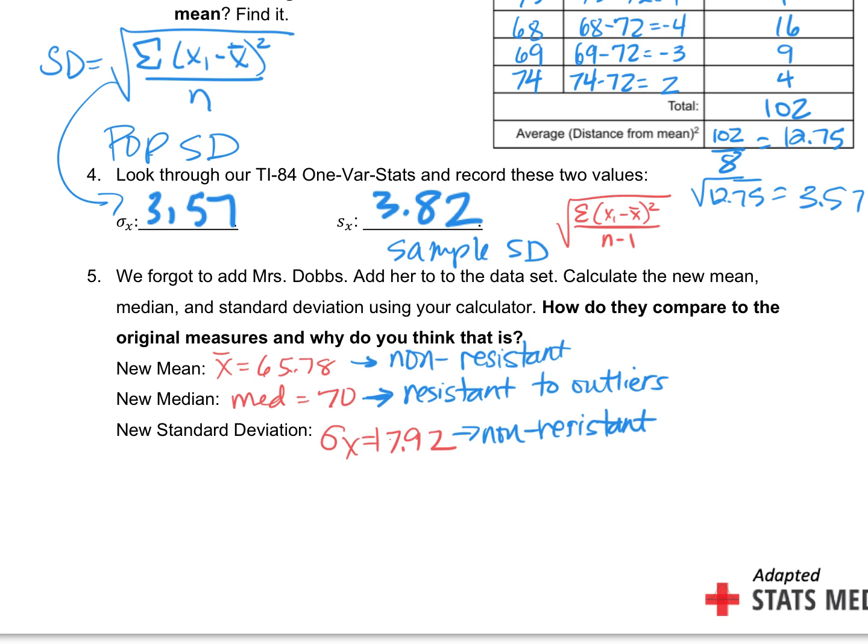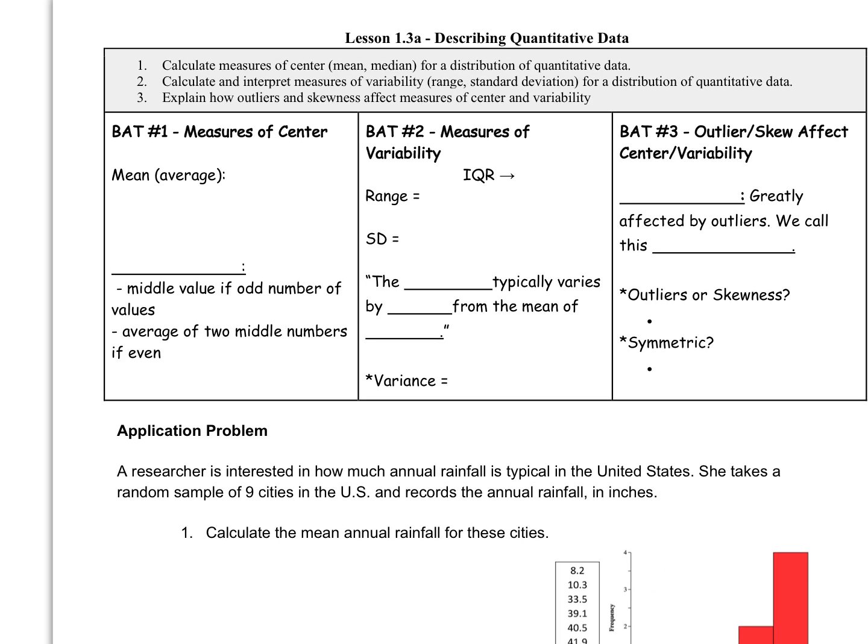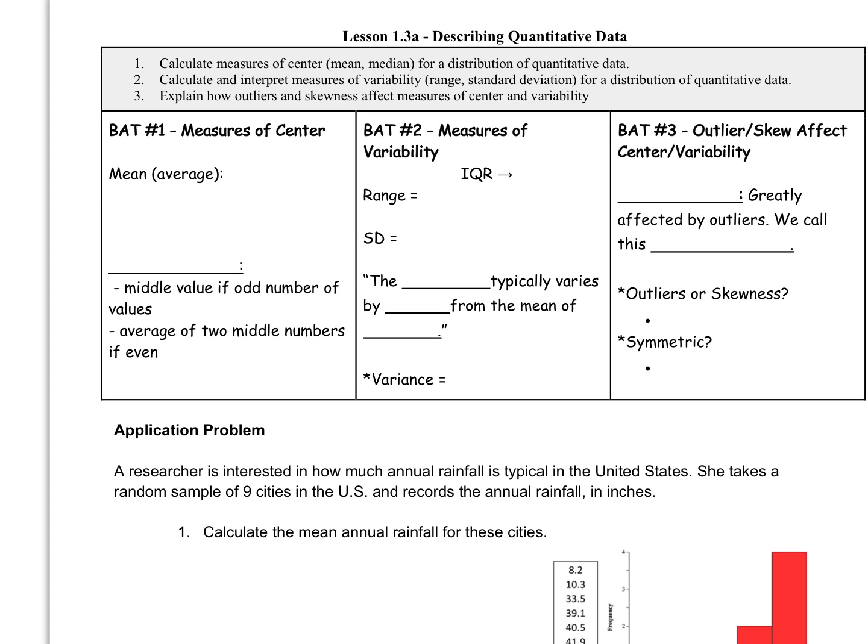Got it? Because they're non-resistant, they are not reliable. Ready to move on? Yes. Groovy. All right, measures of center. We're summarizing what we talked about. How did we find average?